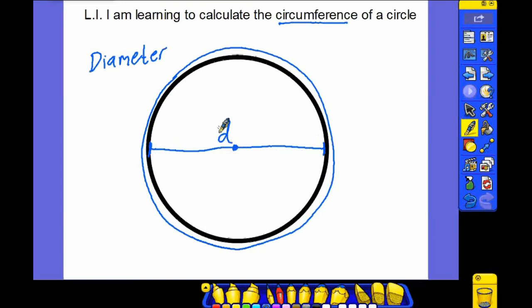So, how do we use the diameter to work out the circumference? Well, we can use a formula for that. And that formula is C, circumference, equals pi times the diameter. Or it's often just written as pi d. So C equals pi d.